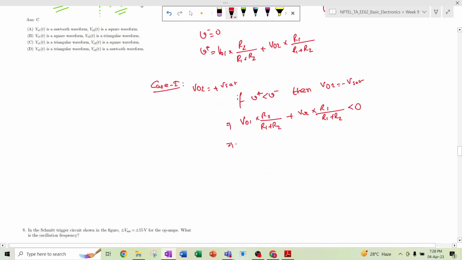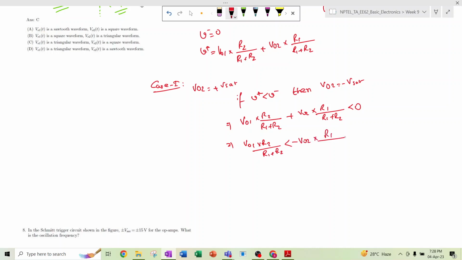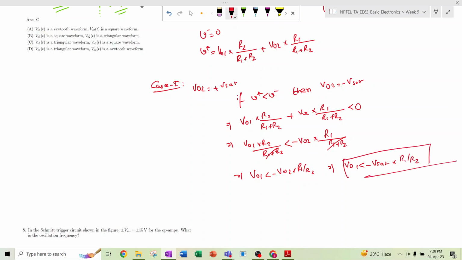So that means VO1 into R2 divided by R1 plus R2 is less than minus VO2 into R1 divided by R1 plus R2. So these two cancel out, so VO1 should be less than minus VO2 into R1 by R2. That means this VO1 should be less than minus Vsat into R1 divided by R2. So this is case 1.